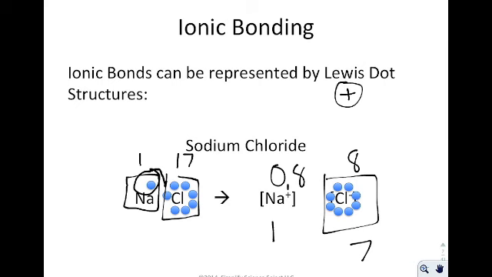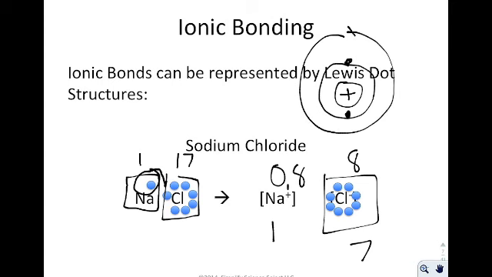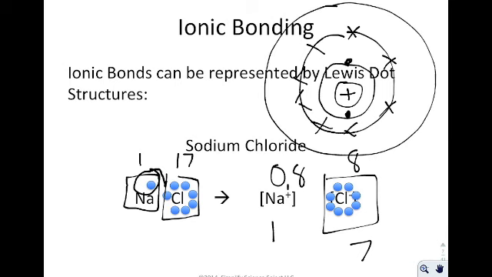Sodium initially has 11 protons. It has 2 electrons in its inner orbital. It has 8 electrons in the next orbital, and then it has a single electron in the outermost, so it only has 1 valence electron.